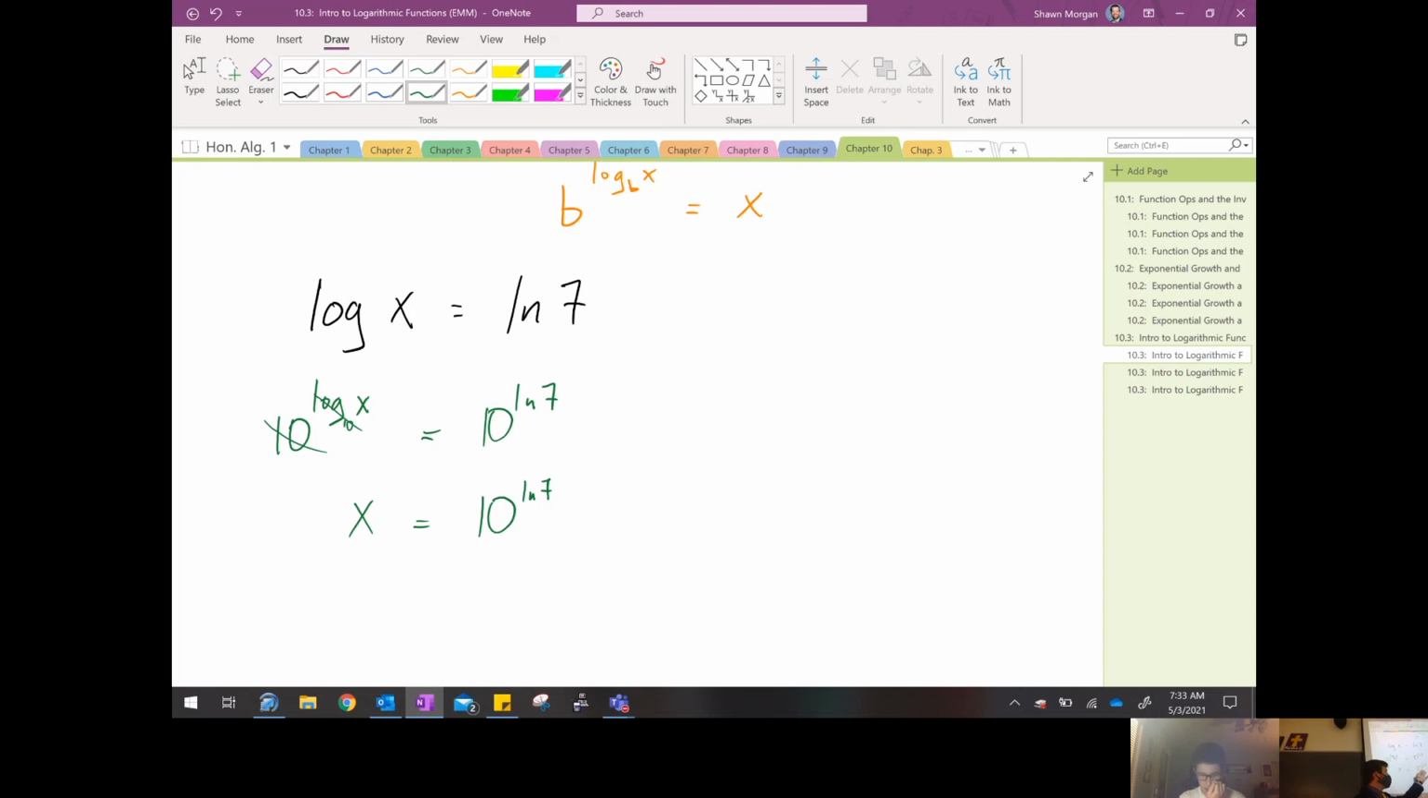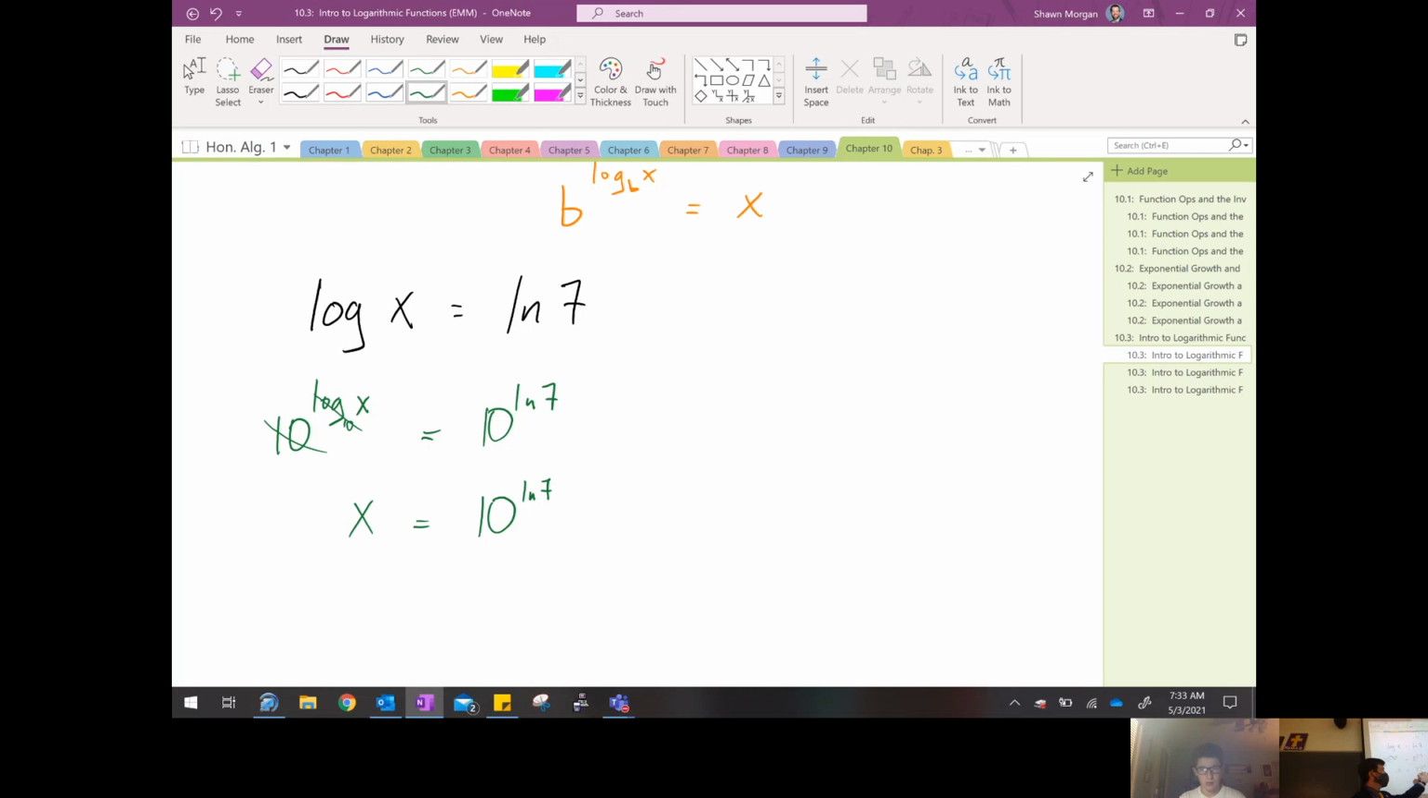And this is just like saying 10 to some number, 10 to the whatever that number is. That's what x equals. Don't be afraid to express numbers in your math classes in non-traditional ways, right?